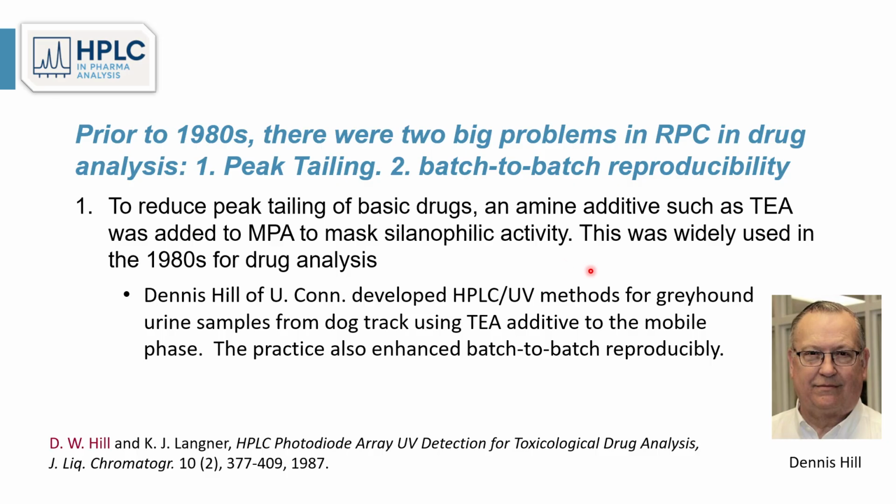That was widely used in the 1980s, as proposed by Dennis Hill of UConn, who developed an HPLC UV method for greyhound urine samples from dog tracks using a TEA additive in the mobile phase. He found that the practice also enhanced batch-to-batch reproducibility. Here is the reference, published in 1987.